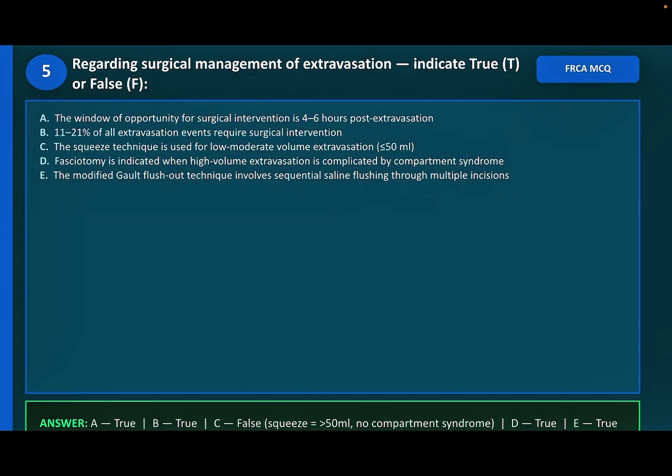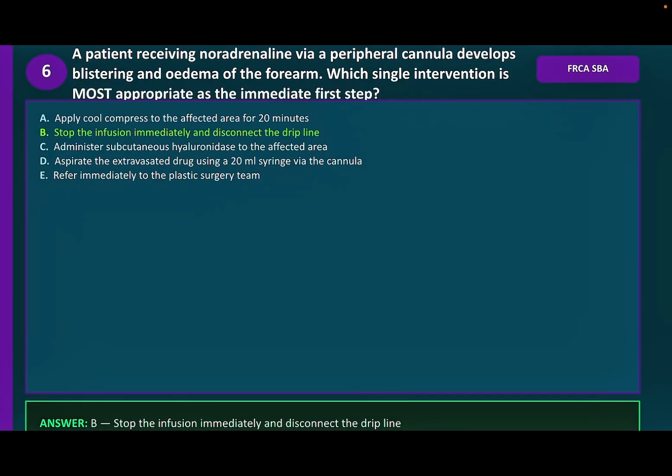Regarding the surgical management, the window of opportunity for surgical intervention is 4 to 6 hours. 11 to 21% of all extravasation events require surgical intervention. The squeeze technique is used for low to moderate volume extravasation. Fasciotomy is indicated when high volume extravasation is complicated by compartment syndrome. The modified Gold flush-out technique involves sequential saline flushing through multiple incisions.